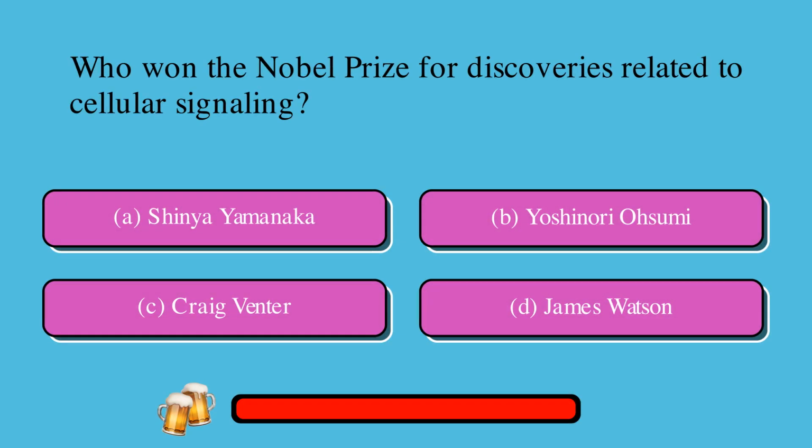Who won the Nobel Prize for discoveries related to cellular signaling? A. Shinya Yamanaka, or B. Yoshinori Ohsumi, or C. Craig Venter, or D. James Watson. The correct answer is B. Yoshinori Ohsumi.